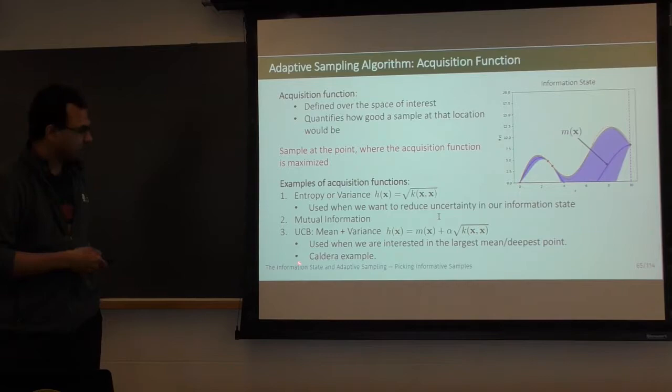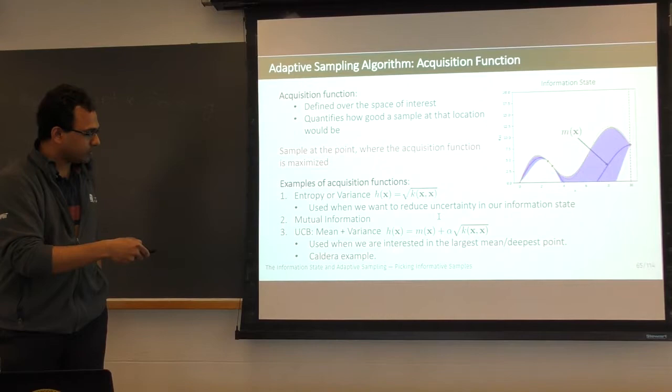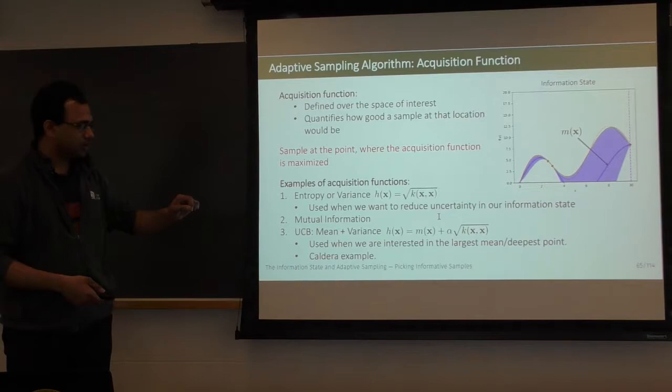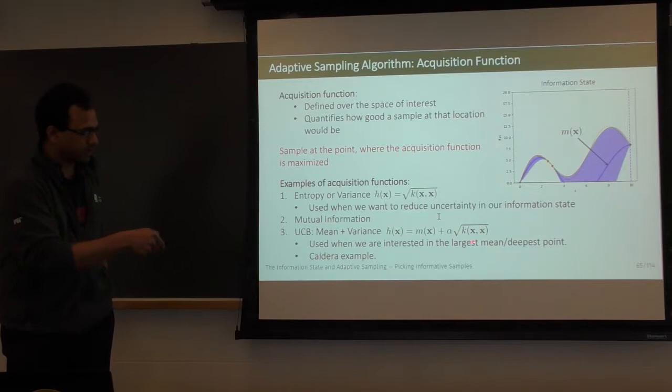Because when we sample at higher uncertainty, it will give us more information about the entire state. The third, which we use in our caldera example, is what we call UCB. It's mean plus variance. We're not only interested in the variance, we're also interested in the mean, because the mean is the depth. So we not only want to reduce uncertainty about the state of the world, but we also want to go to the place which is the deepest point. In this case, the acquisition function will be the mean plus some alpha, which is a constant, times the variance.